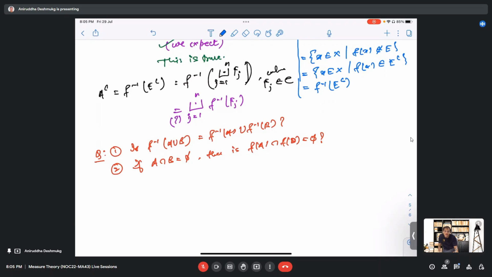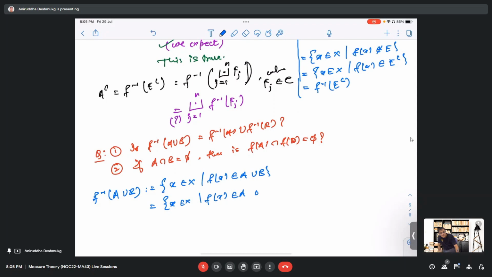Yes, sir. Okay. So you tell me, what is the definition of F inverse of A union B? So this is equal to all x in capital X such that f of x belongs to A union B. Yeah. Correct. But what does this mean? If f of x belongs to A union B means what? That f of x either belongs to A, or f of x belongs to B. Okay. But what does this mean? That either x belongs to f inverse of A, or x belongs to f inverse of B.